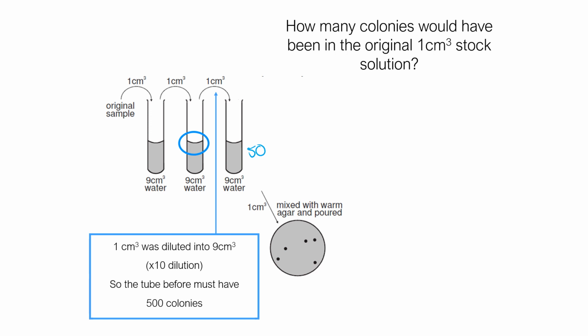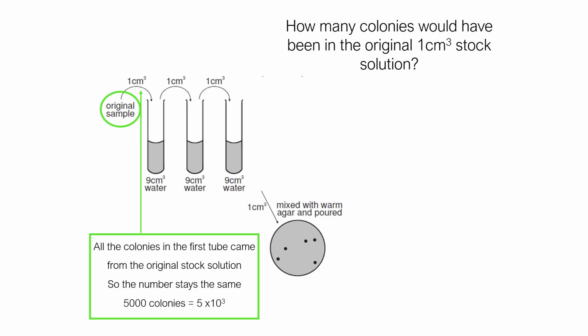What we did was we took 1 centimeter cubed and we diluted it by 10. So if we're going backwards, we did a 10 times dilution, which made it 10 times smaller. When we're going backwards, that means we would have to multiply it by 10, which means there would have been 500 colonies in this tube. Backwards again, we did a 10 times dilution, and again, we would have to multiply by 10. And that would tell us that there was 5,000 colonies in this tube.